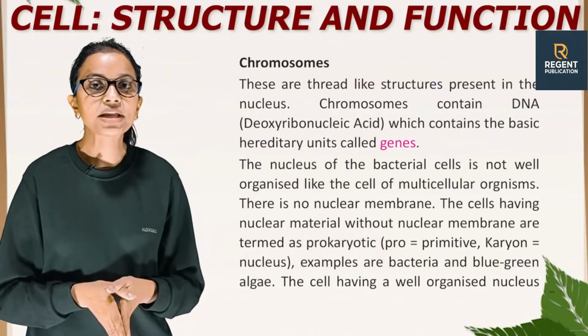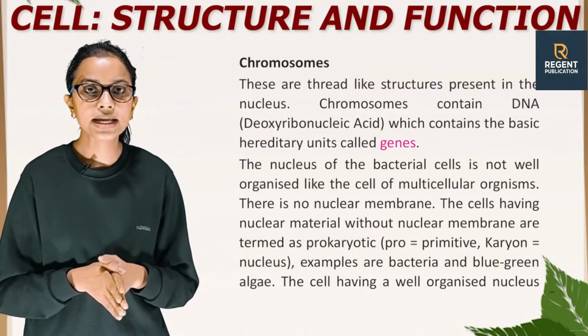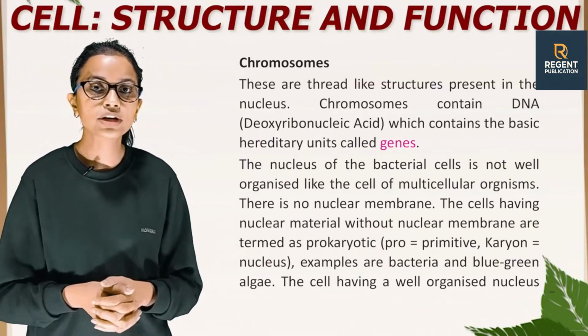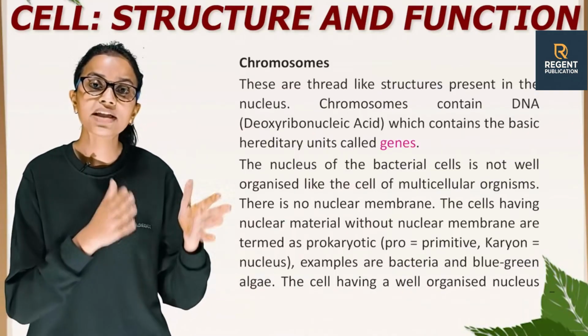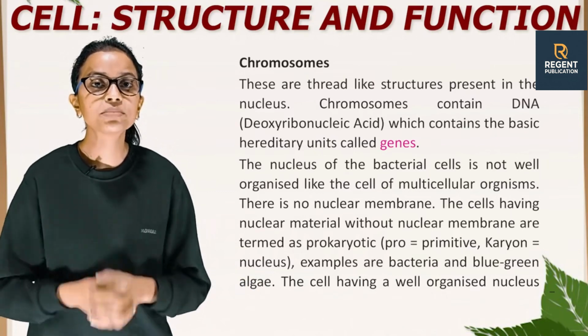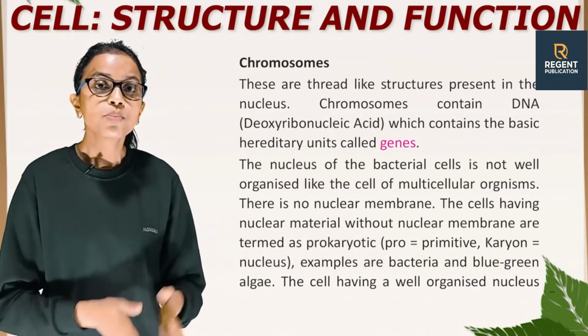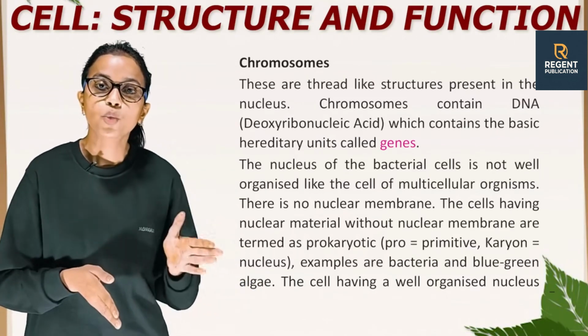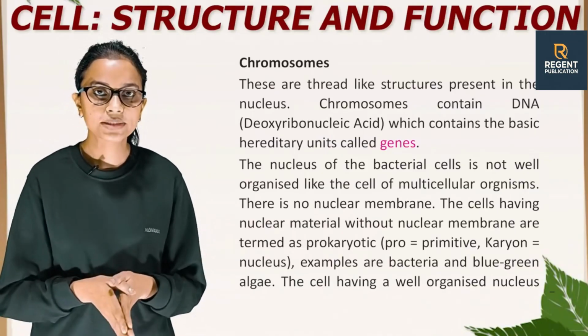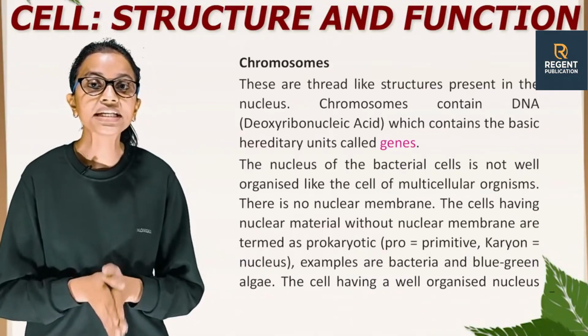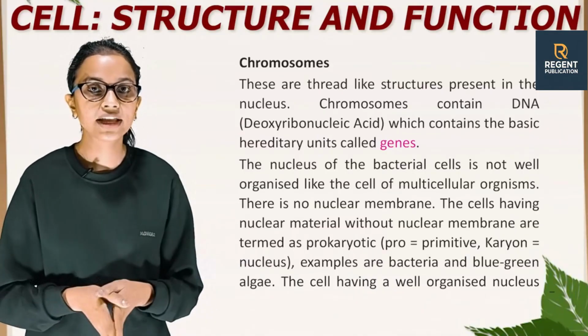The nucleus of the bacterial cells is not well organized like the cells of multicellular organisms. There is no nuclear membrane. The cells having nuclear material without nuclear membrane are termed as prokaryotic. Pro means primitive. Karyon means nucleus. Examples are bacteria and blue-green algae.